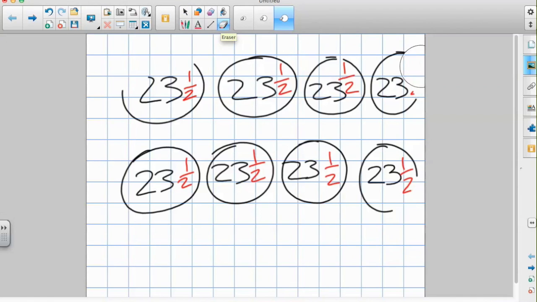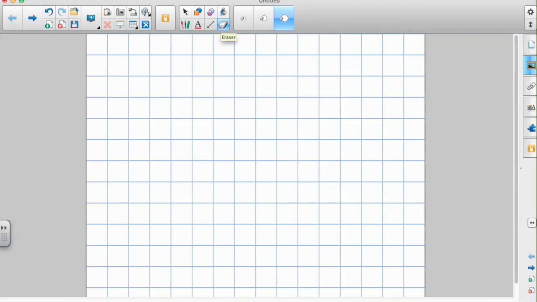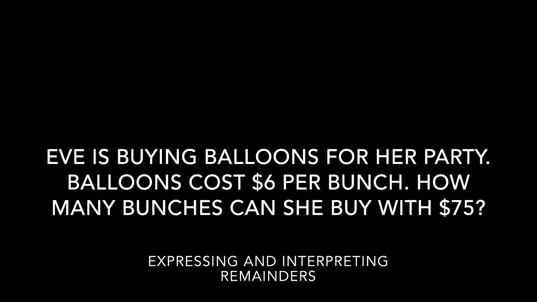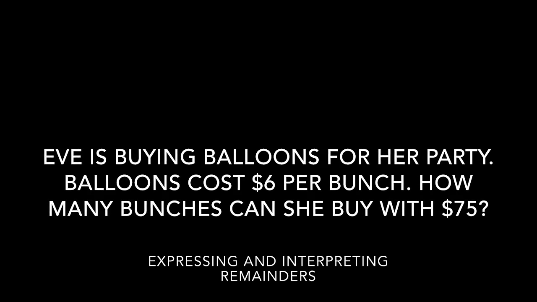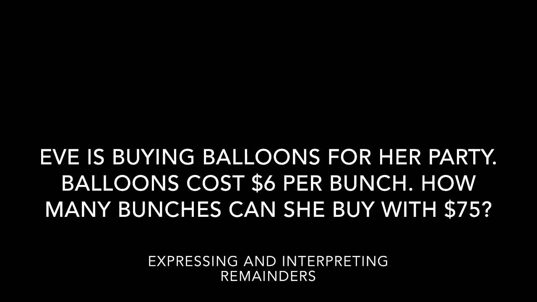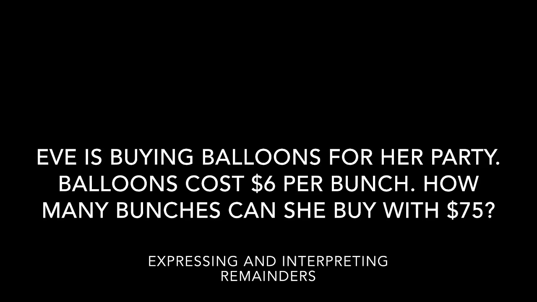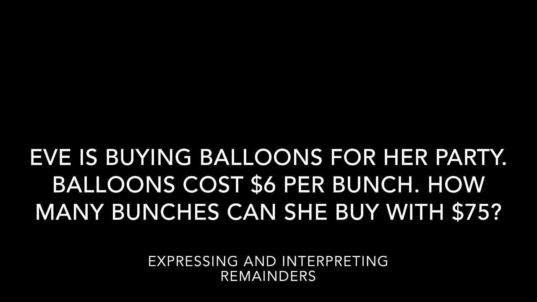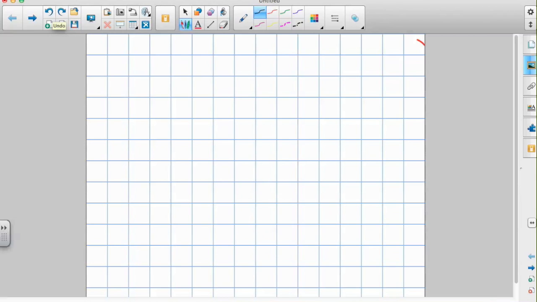Let's take a look at another math problem so we can gain more familiarity with how we interpret remainders. Eve is buying balloons for her party. Balloons cost $6 per bunch. How many bunches can she buy with $75? Again, we're going to use the partial quotients method of division to help us solve this math problem. So the math problem is $75 divided by 6.